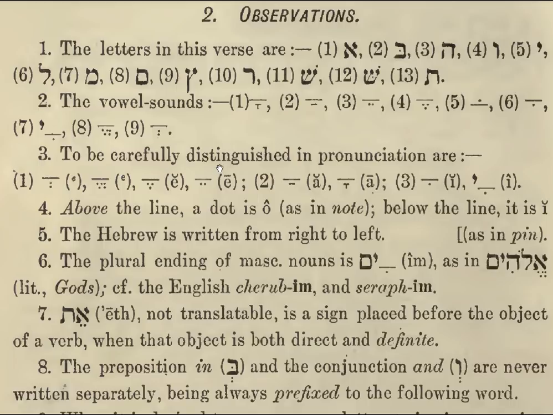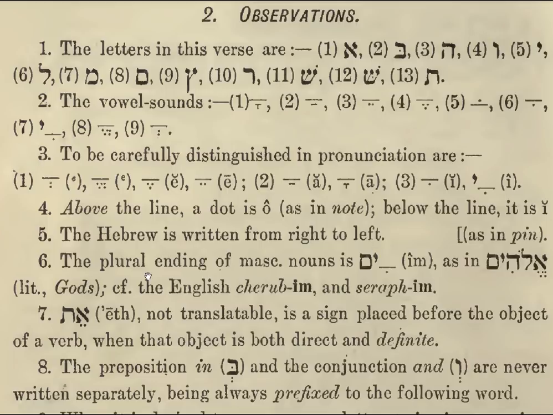To be carefully distinguished in pronunciation are the short E, the other short E, which is a bit longer, the normal E sound, then the E sound, then A and A, and E and E. Above the line, a dot is O, and below the line it is E. Hebrew, as we know, is written from right to left.